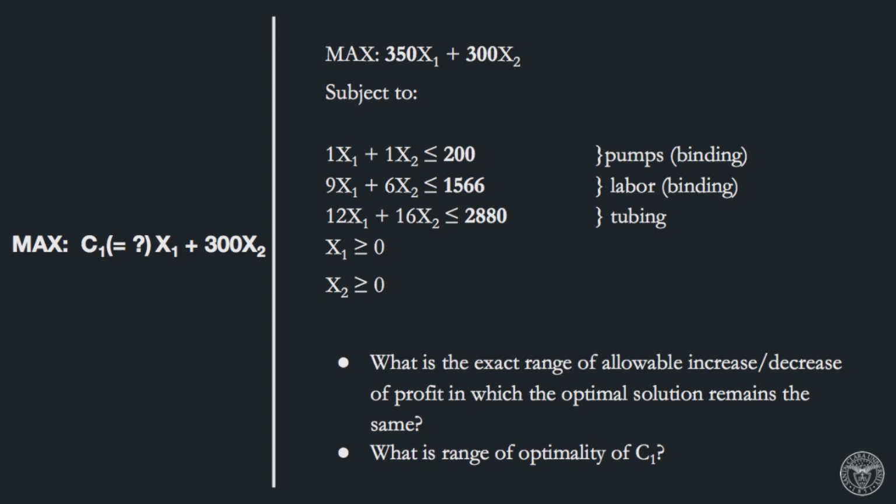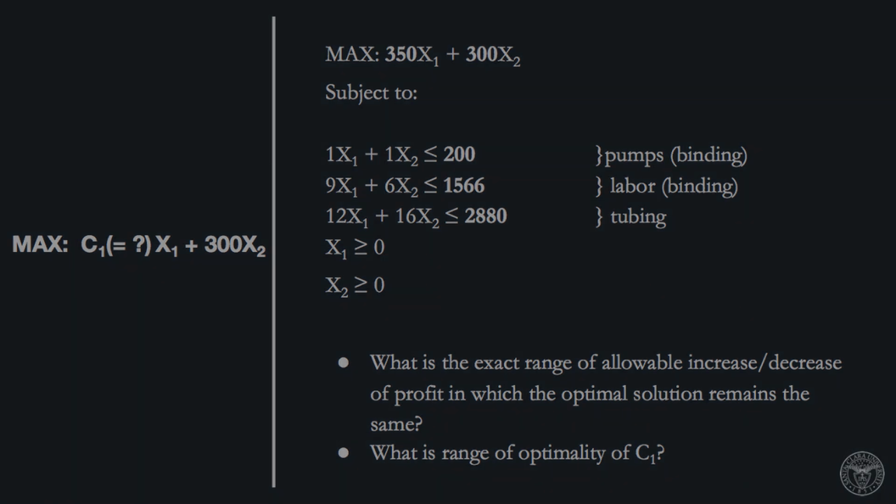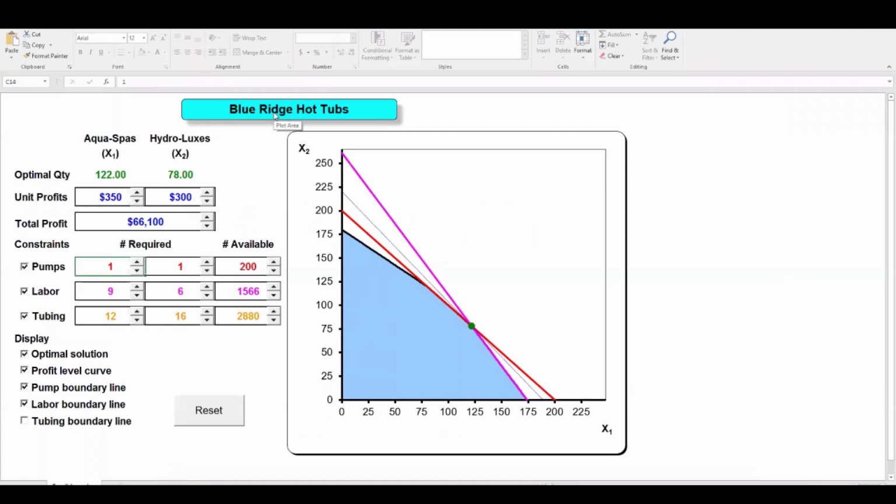Actually, we can use a graph approach to demonstrate the allowable increase and allowable decrease. In this LP model, we have the 350 times x1 plus 300 times x2. Our current optimal solution is 122 for x1 and 78 for x2. The total profit for this model is 66,100. Now we are going to assume everything else will be the same, especially for these constraints, and we are going to change the coefficient of x1.